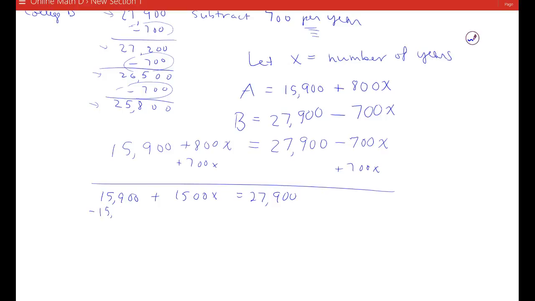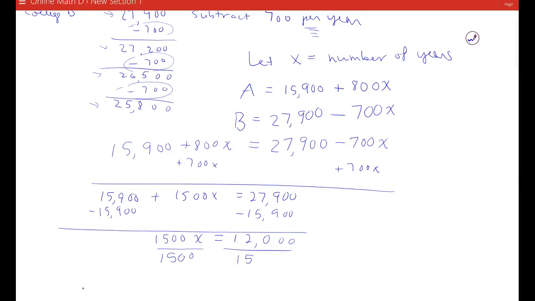Then if I subtract 15,900 from both sides, and they made these numbers work out really nicely, I have 1,500x equals 12,000. So to solve for x, I'm going to divide both sides by 1,500. So x is going to be, let's see, I divide top and bottom by 100. So I have now 120 over 15, which I can reduce because 5 goes in here 24 times and 5 goes in here 3 times. So I see that the number is 8.